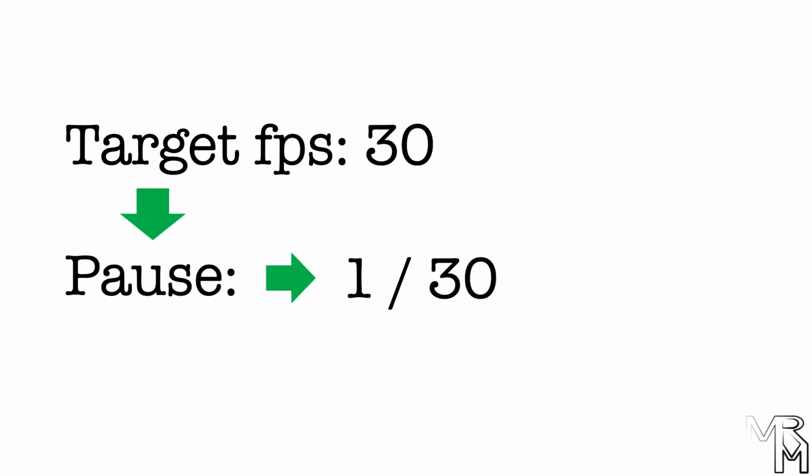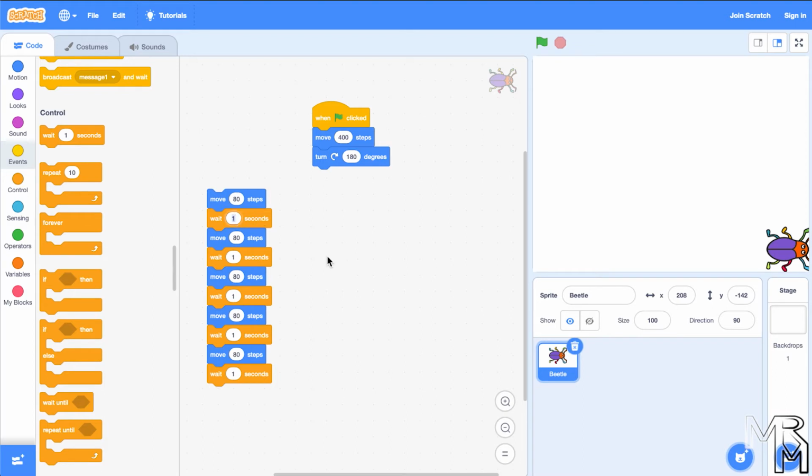Now it's math time. If you want to display 30 frames per second, the pause between 2 frames must be 1 over 30, which is approximately 0.033 seconds. If we now change the pause in our code to 0.033 seconds, our character will move more smoothly. Yay! Now there is another issue.